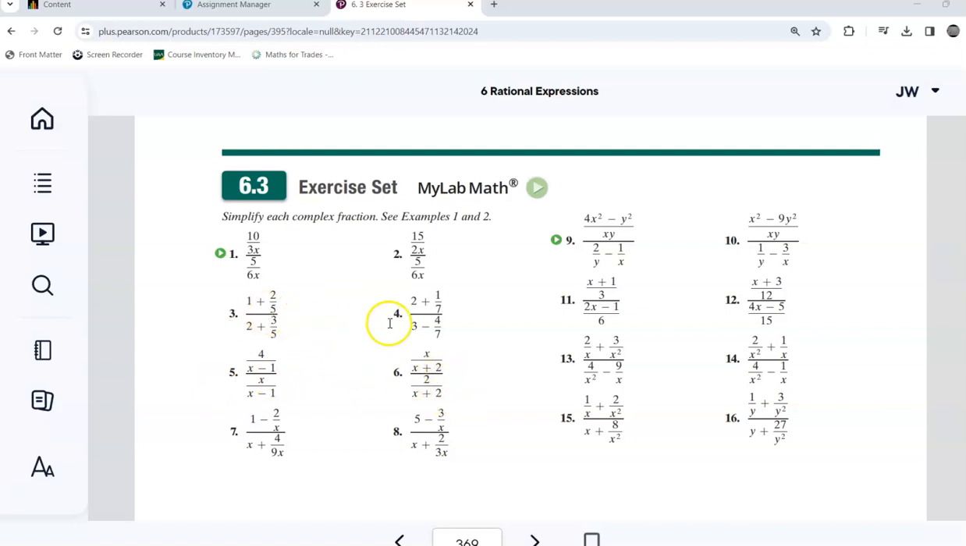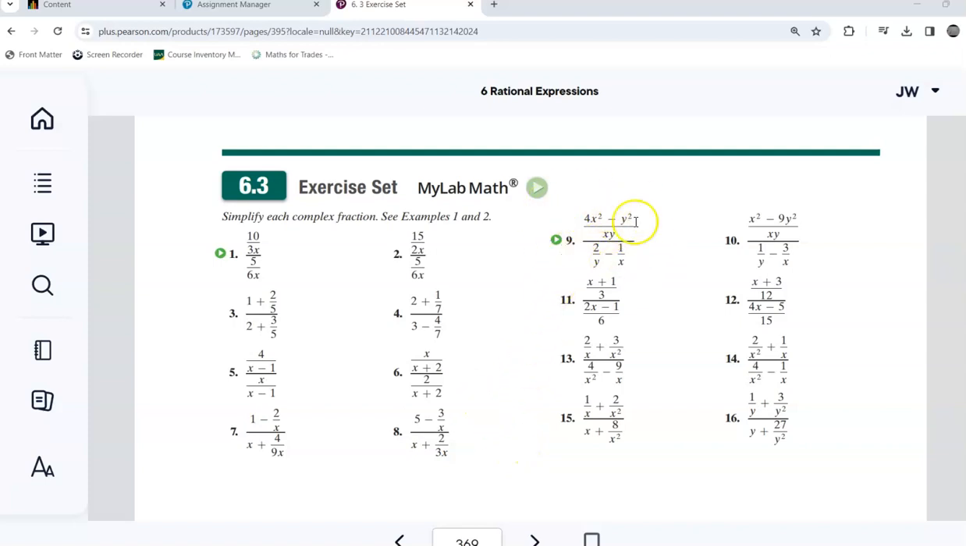Whereas if I look at 3 and 4, because I have fractions within the fractions, so I have this 2/5 and this 3/5, I would probably go with method 2 for them, and I would first clear those fractions. Same down here in 7 and 8. I'm going to get rid of that x, that 9x, the 3x, and the x here, because I want to get it all in one term.